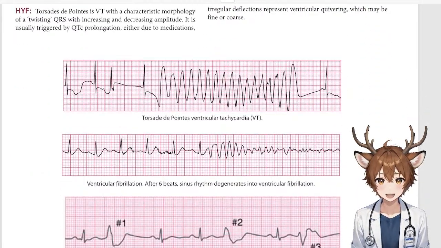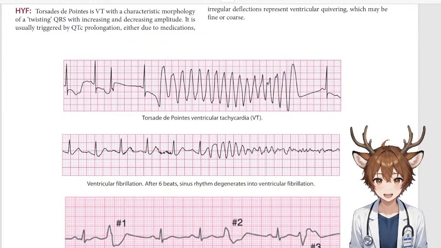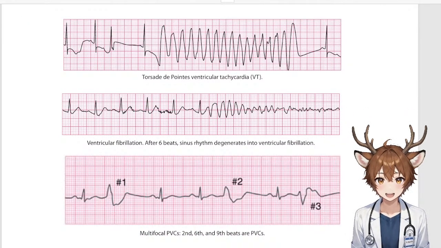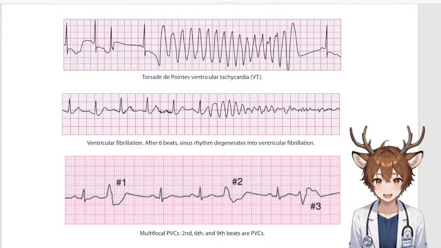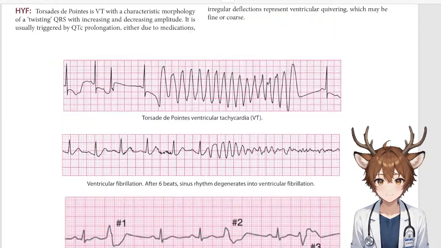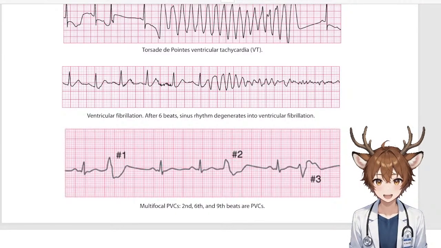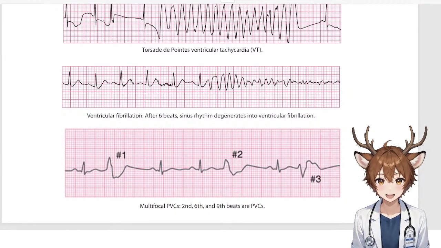Okay, so here's Torsades. Right, it looks like that streamer presentation. Here's the ventricular fibrillation after 6 beats. Sinus rhythm degenerates into ventricular fibrillation, and there's no P waves in it, as was said before. And finally, here's multifocal PVCs. The 2nd, 6th, and 9th beats are PVCs, and so that's all kind of all over the place.